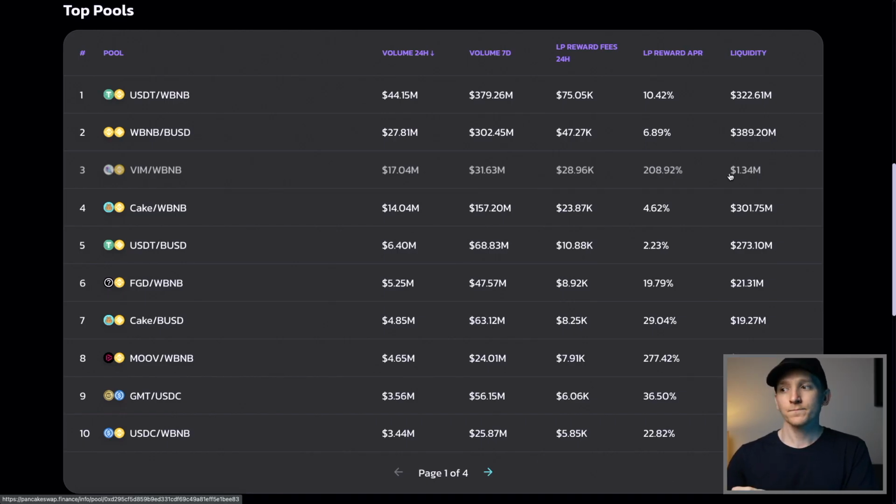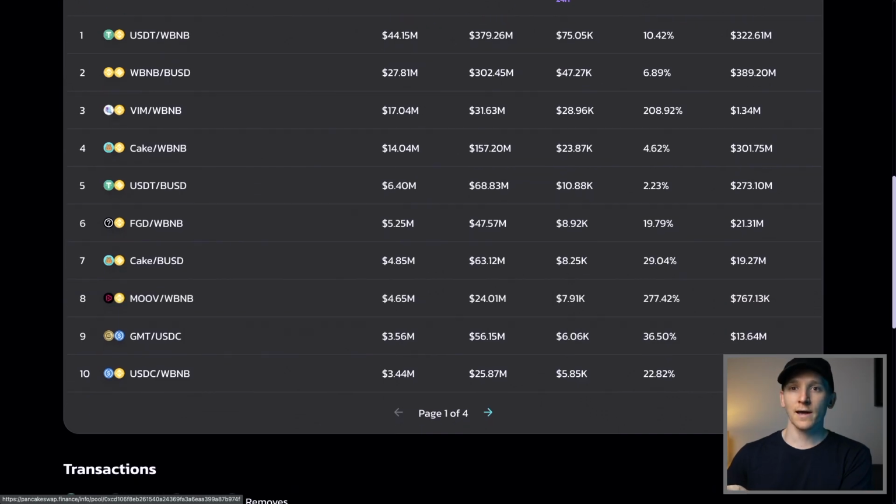Well, firstly, you can see that this pool right here is extremely small. It's only got a liquidity of 1.34 million. And so the amount of trade and fees that are paid in relation to how much liquidity is in the pool is very, very high. Fees are paid on the amount of turnover of tokens, not on how much liquidity is in the pool. So you'll see down here, almost 300% yield, but look at the liquidity pool size. It's absolutely tiny. You can see it at 750,000.